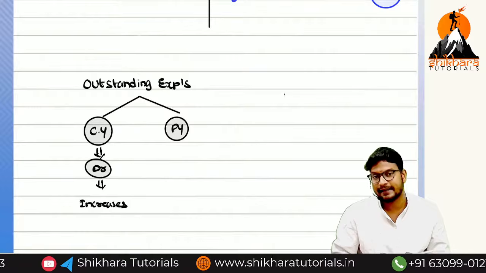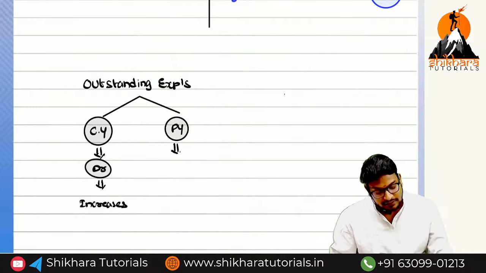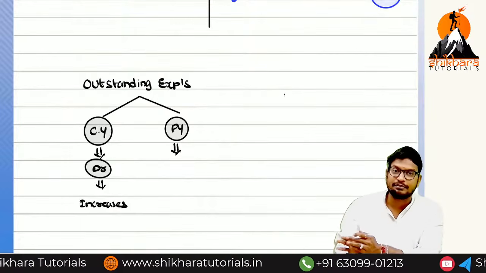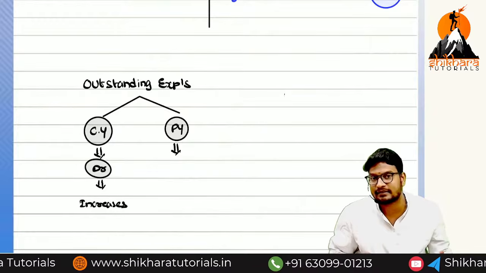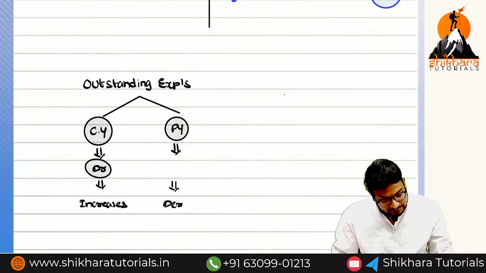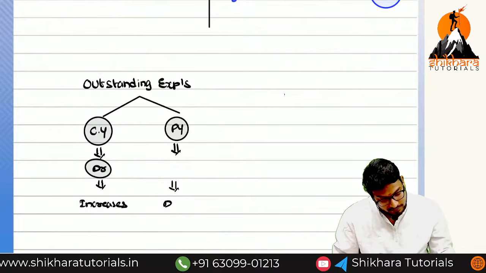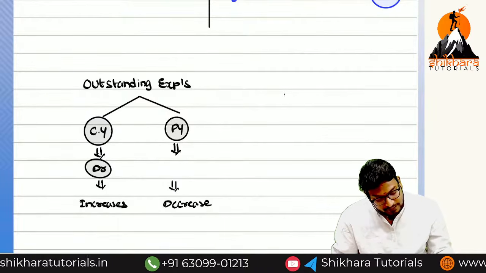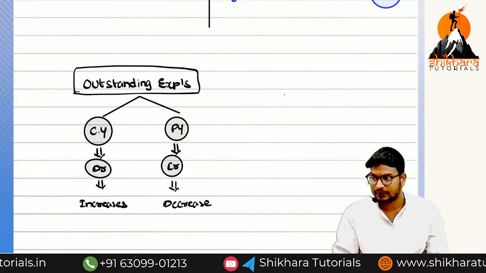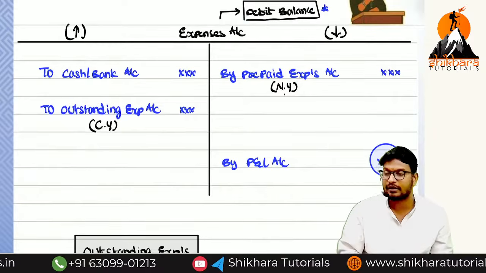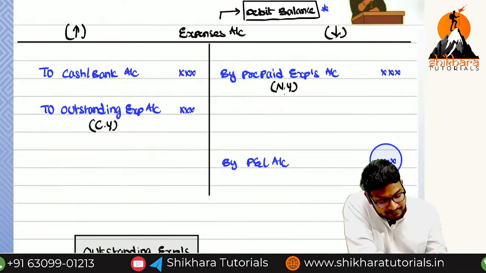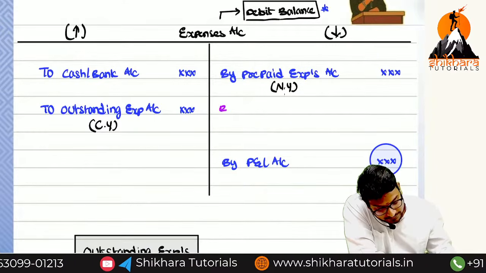previous year outstanding expenses, what is the meaning of this? This expense belongs to the previous year, not the current year. Belongs to the previous year means we should not consider it in the current year. Should not consider means we have to increase or decrease? We have to decrease. Decrease means what do we need to do? Credit. So if it is a current year outstanding, what are we going to do? Increase. That is the reason we record on which side? Debit side.